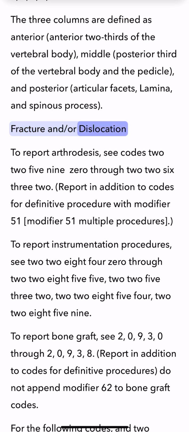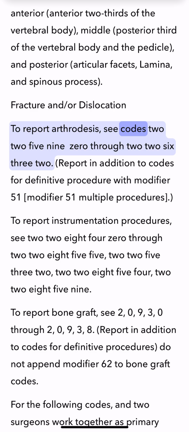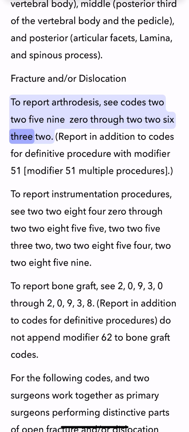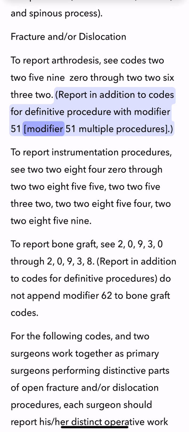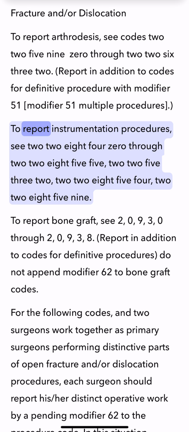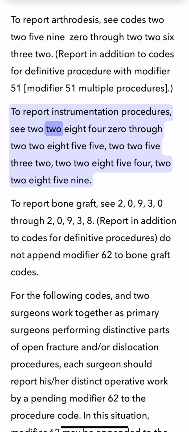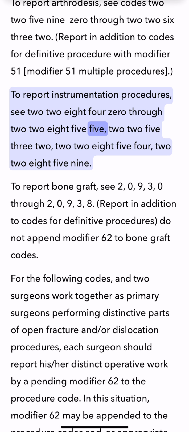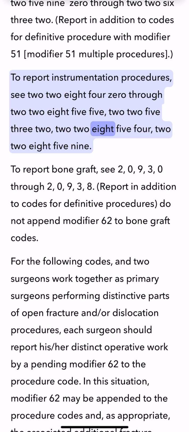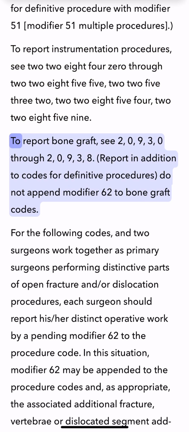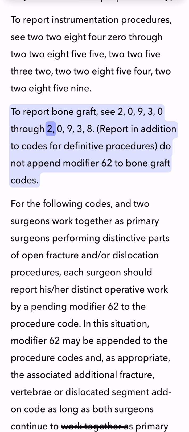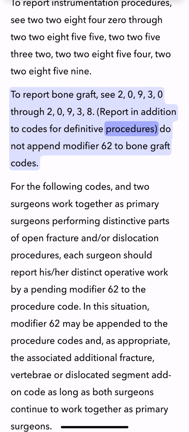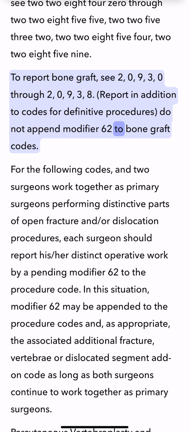Fracture and/or dislocation. To report arthrodesis, see codes 22590 through 22632. Report in addition to codes for definitive procedure with modifier 51 multiple procedures. To report instrumentation procedures, see 22840 through 22855, 22853, 22854, 22859. To report bone graft, see 20930 through 20938. Report in addition to codes for definitive procedures. Do not append modifier 62 to bone graft codes.